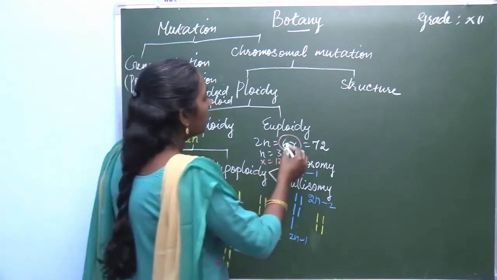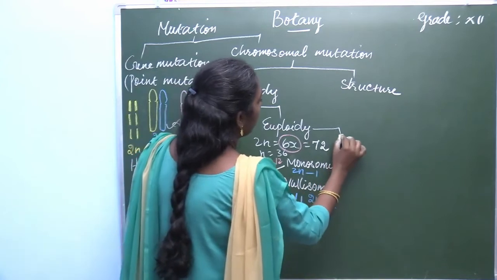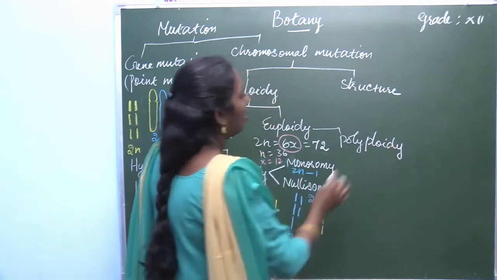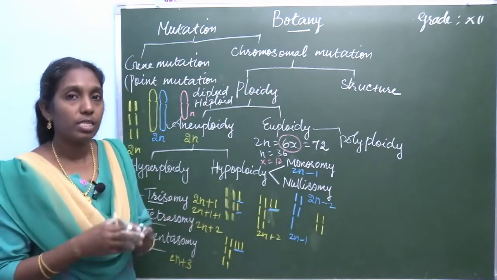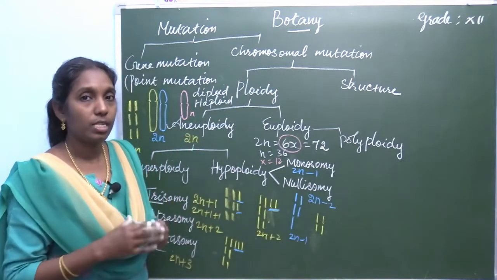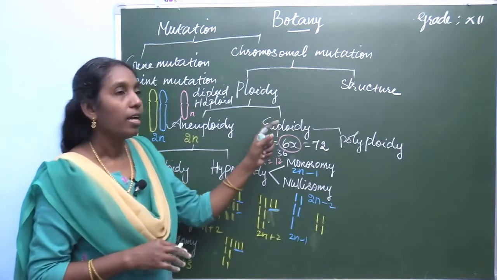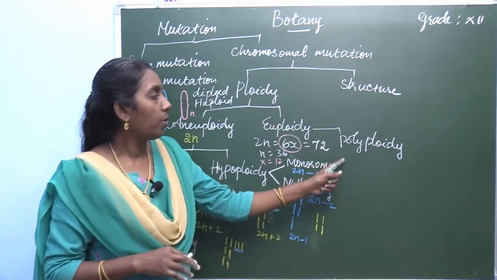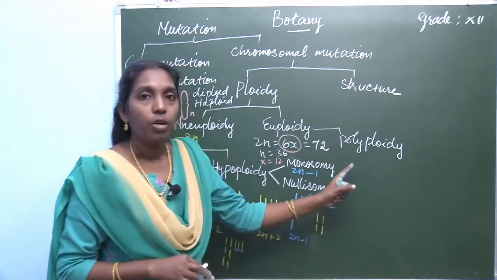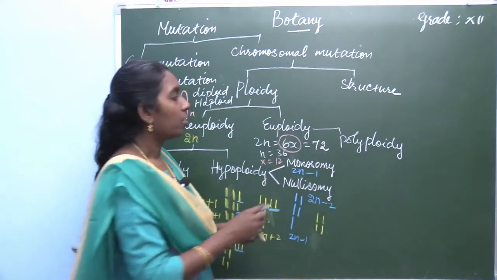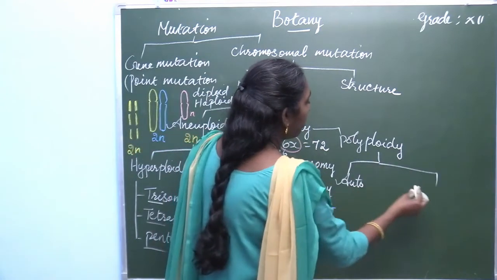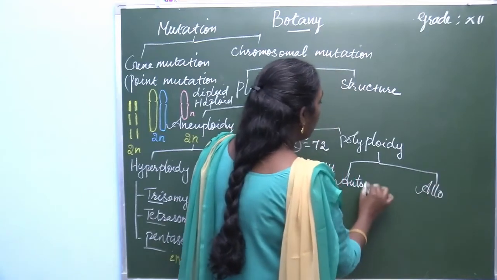Let us talk about polyploidy. Poly means more than 2 sets of chromosomes: addition of more than 2 sets of chromosomes within the haploid set. Polyploidy is again classified into two different types, autopolyploidy and allopolyploidy.